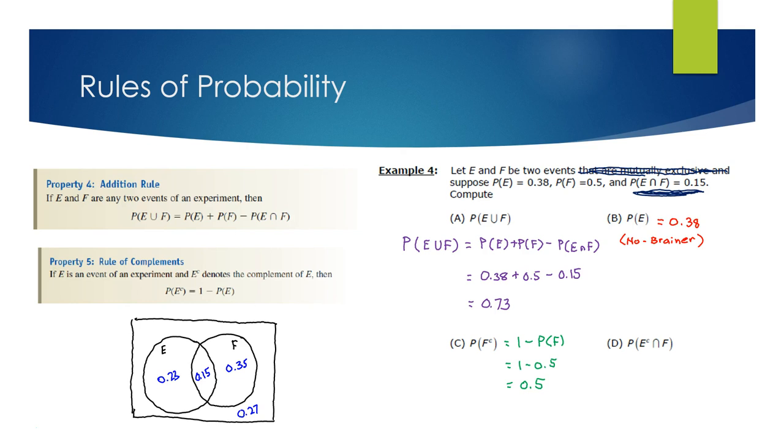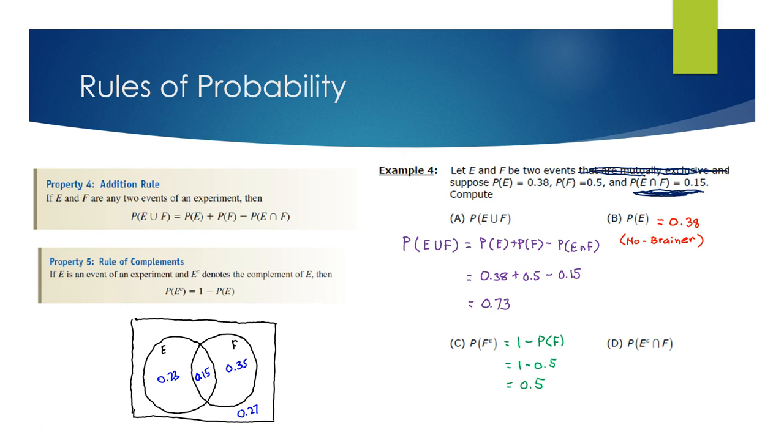And I could do something very similar with E. I know that I have 0.15 that's being shared with F, and since there's 0.38 total, then the part that's just in E and nothing else would be 0.23. I also know that the universal outside of the two circles is 0.27, because remember, all four of these, all my probabilities together should total 1.